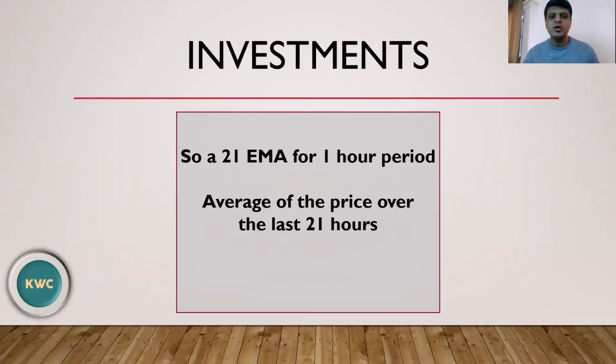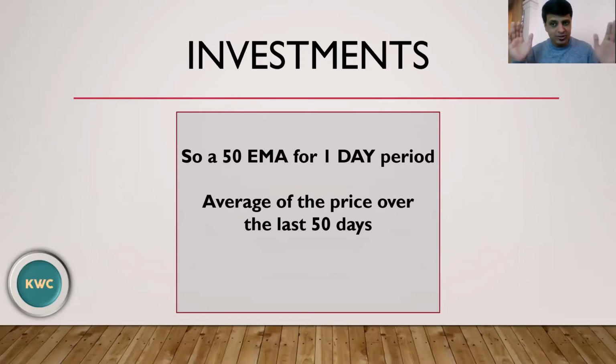Let's look at an example. A 21 EMA for a 1-hour period is the average of the price over the last 21 trading hours. Not the hours when you were asleep or when the market was closed, but the last 21 trading hours. And a 50 EMA for a 1-day period would be the average of the price over the last 50 trading days. Again, not the days when the market is closed, but the last 50 trading days. So 50 EMA is not automatically 50 days. It is based on the period.